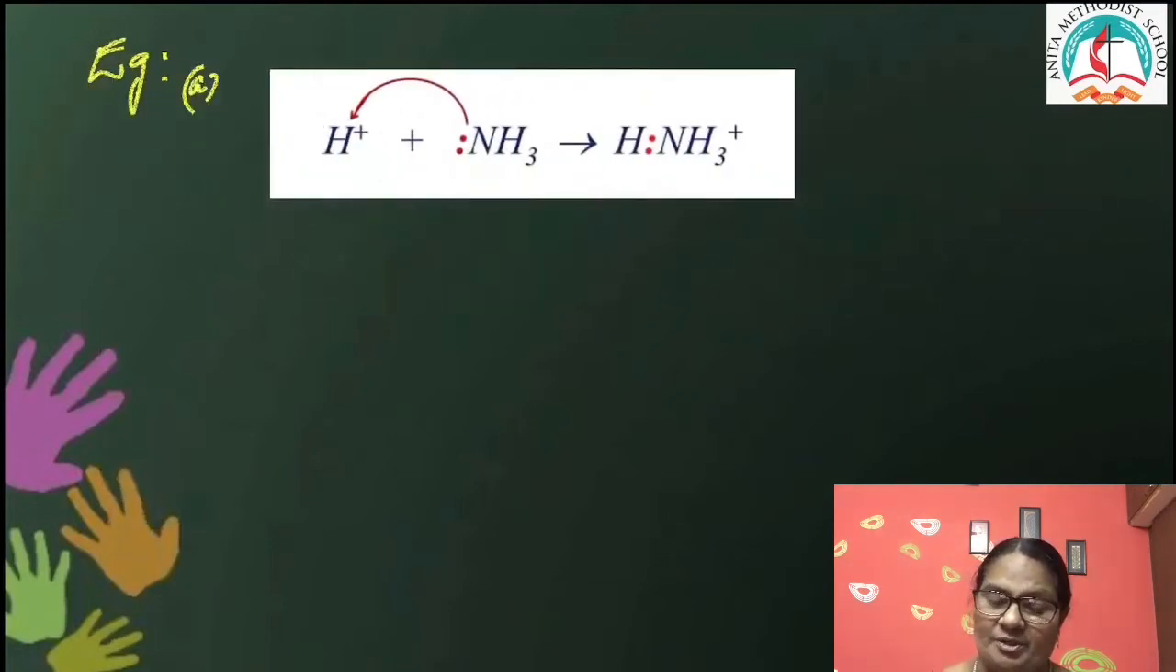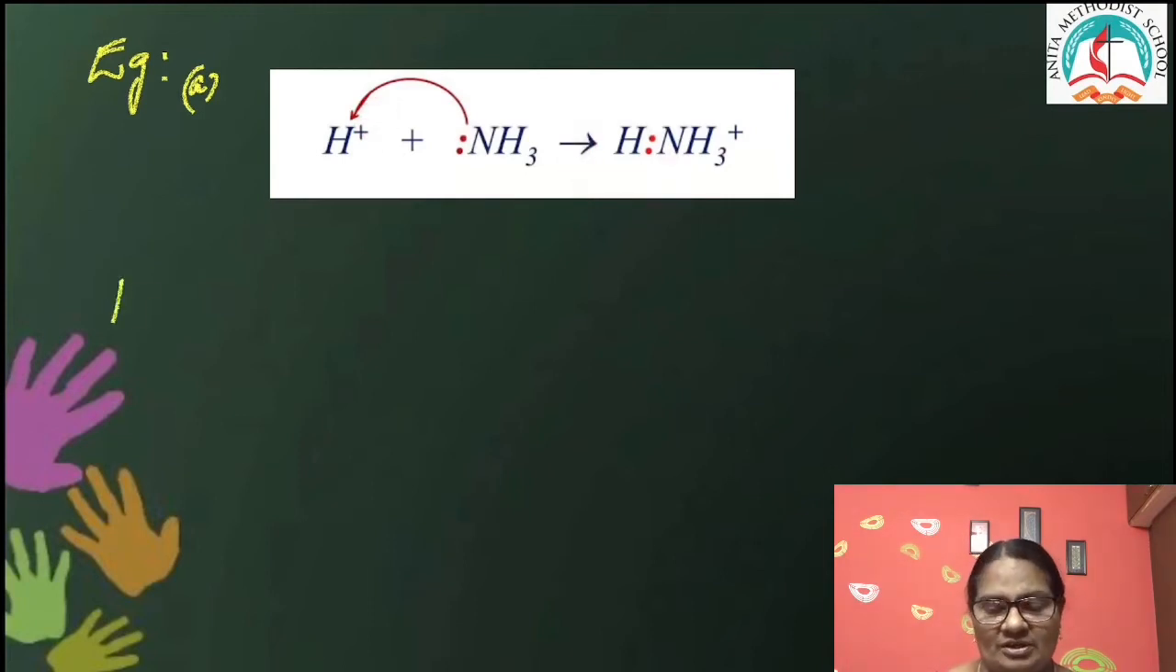I have here ammonia, again ammonia, and a proton. Proton, we know hydrogen has got 1 electron. It has even lost that electron and formed a H+. So here ammonia donates both the electrons to form a bond, and I have the ammonium ion.